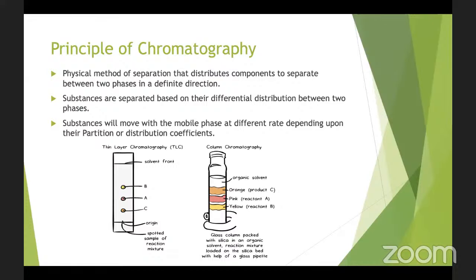Substances are separated based on their differential distribution between two phases. Another thing is, substances will move with the mobile phase at different rates depending upon their partition or distribution coefficient. So, depending on how their distribution coefficient or binding affinity is, they will get separated in the direction of the flow of the liquid phase.